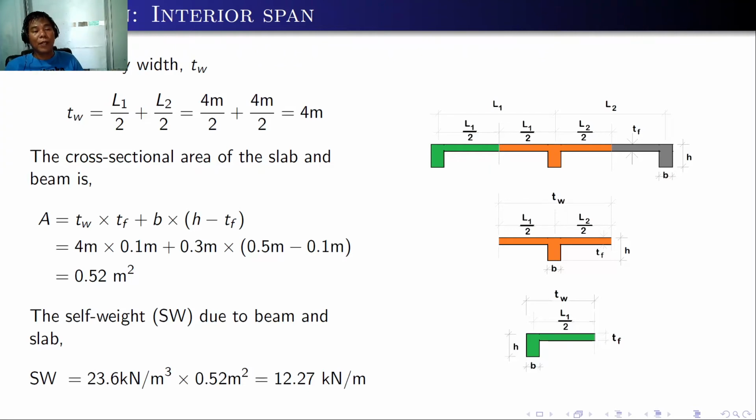First, we need to determine the cross-sectional area of the slab and beam to determine what we call the self weight. Here, we took the area, which is equivalent to 0.52 meter square, so that the self weight due to the beam and slab can be computed by multiplying the unit weight of the concrete, which is 23 kilonewton per meter cube, times the 0.52 meter square area. So look at the units. We can cancel meter square against meter cube, so the remaining unit will be kilonewton per meter. So the self weight is 12.27 kilonewton per meter.